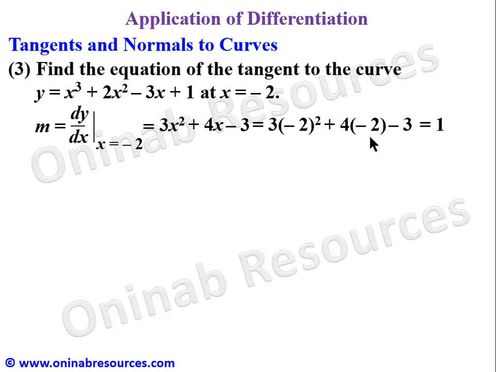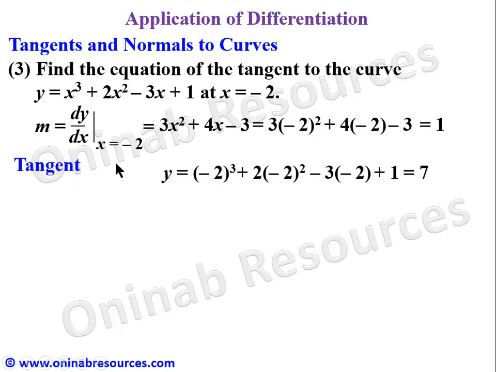Now, having gotten the gradient, we are going to find the value of y at the point x is negative 2 by substituting x is negative 2 in this function. So we have y equal to negative 2 cubed plus 2 into negative 2 squared minus 3 into negative 2 plus 1. And simplifying this, we have y equal to 7.